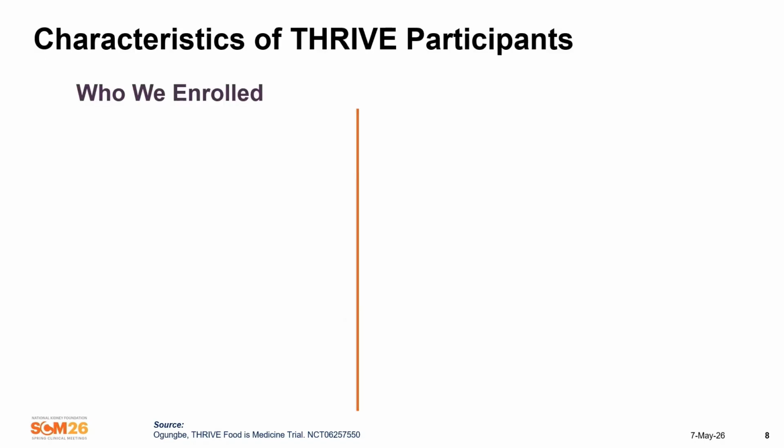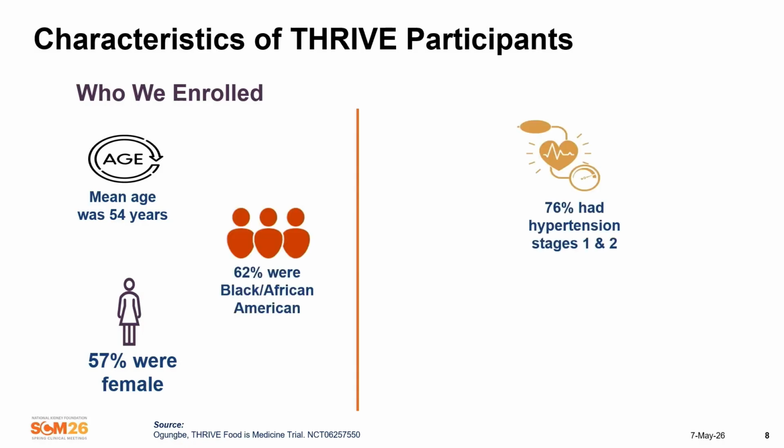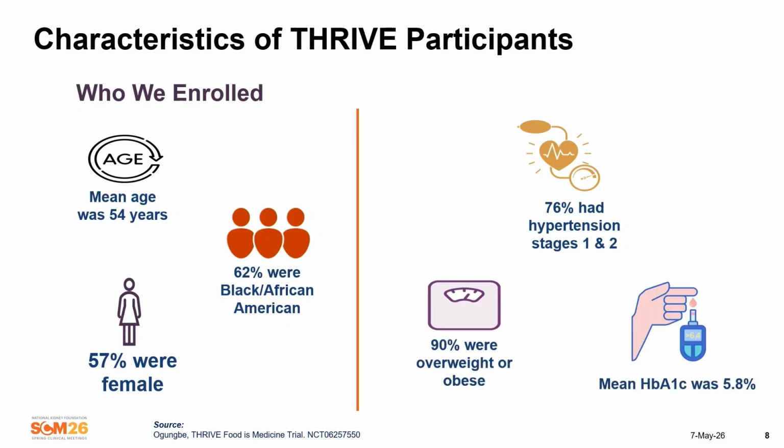The characteristics of the TRIVE participants: among the 80 participants that we enrolled, the mean age was 54 years, and 57% were female, and 62% were Black or African American, the rest were Hispanic. Their baseline cardiovascular risks at enrollment: 76% had hypertension stages 1 and 2, and 90% were overweight or obese, and they had a mean A1C of 5.8%.